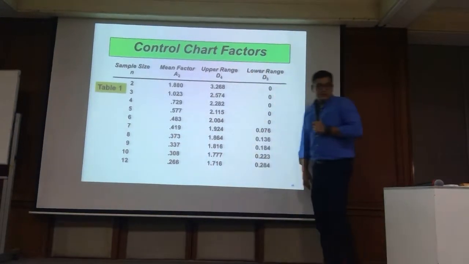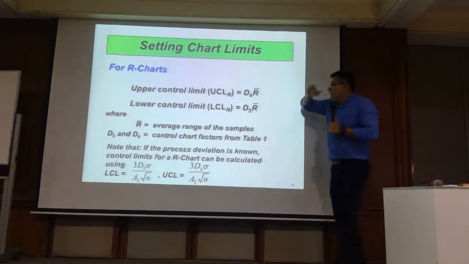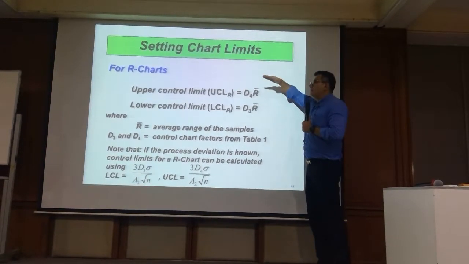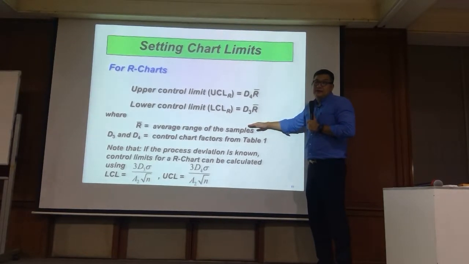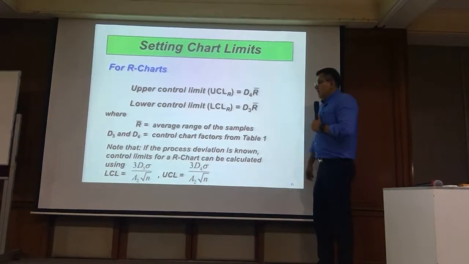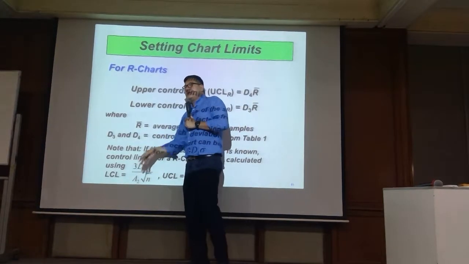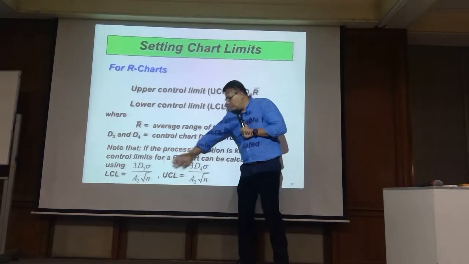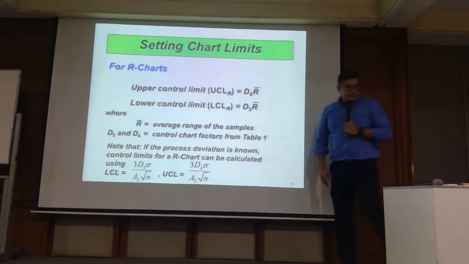Okay, so for the R chart, the mean is R bar. Upper control limit, you use D4 multiplied with R bar. Lower control limit, you use D3 multiplied with R bar. Then you plot R. How about the case where you know the standardization of the process or the population, sigma? We can use the upper and lower limits from that formula.